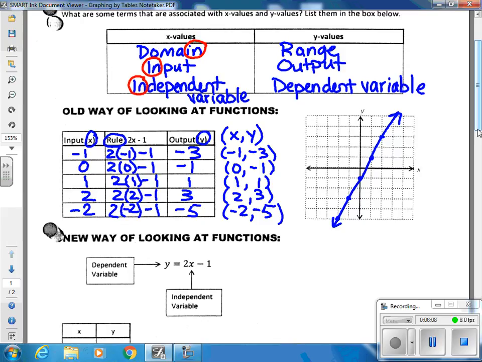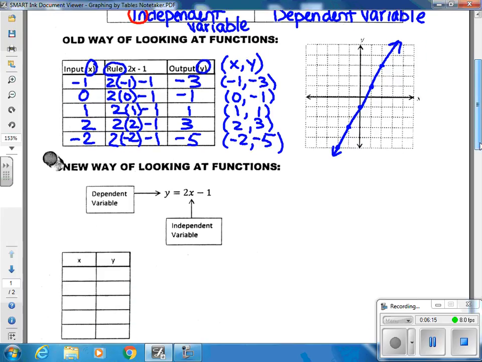So you just graphed the equation y equals 2x minus 1. So if you look down below, that was the old way with the table. We're still going to keep using that. But the new way of looking at the functions is through the equation. This equation right here is what we put in the rule table, right? So you'll notice that whatever comes after the equal sign, 2x minus 1, that was the rule that went up in our middle column for our table. But you're going to see y's and x's now in a form of an equation.